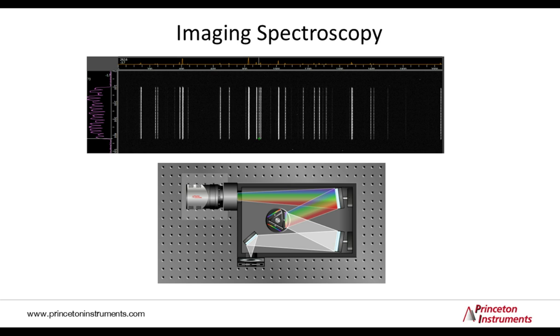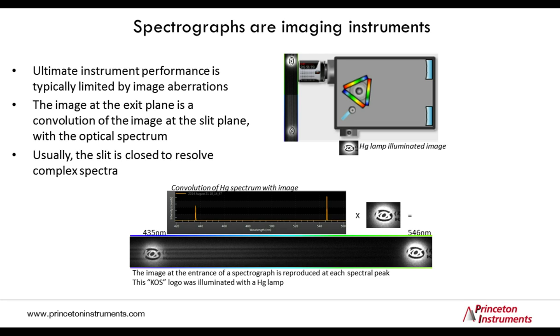So my apologies for switching the slide. Let's just rewind. Here you see at each of the spectral lines of mercury a version of the image. To gain resolution, one would simply close the entrance slit to get sharp spectral lines.